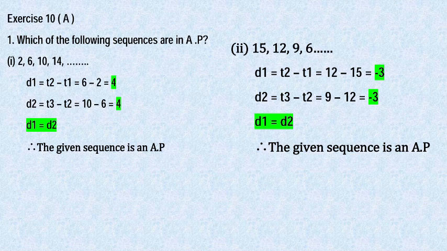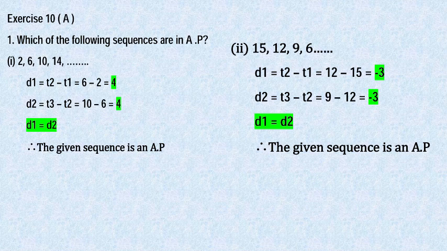Let us consider D1 is equal to T2 minus T1. T2 minus T1 means second term minus first term, that is equal to 6 minus 2, which is equal to 4. Similarly, calculate D2, that is T3 minus T2, that is equal to 10 minus 6 is equal to 4. If D1 is equal to D2, in this first problem the common difference is the same in D1 and D2. Therefore, the given sequence is an AP. Whenever there are such questions where we need to find out whether the given sequence is in AP or not, we need to find out the common difference between the given terms.